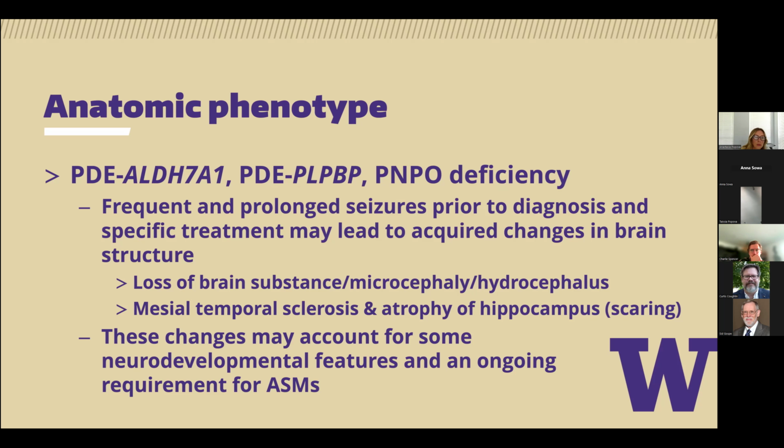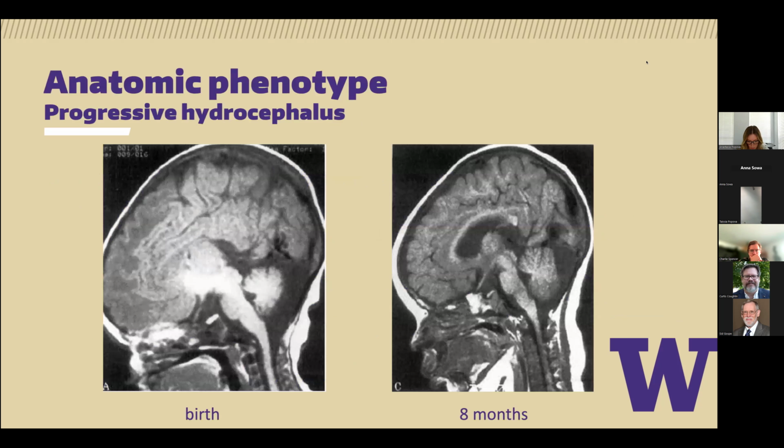So these particular acquired changes may actually be an explanation for why some of these patients still need anti-seizure medications in order to have reasonable control of their epilepsy. In other words, the pyridoxine is just not going to do the whole job. The seizures are still occurring in some circumstances, and one or more anti-seizure medicines is necessary. And it may very well be due to scarring in the brain or other changes in the brain that may be present. So here's a couple of examples.